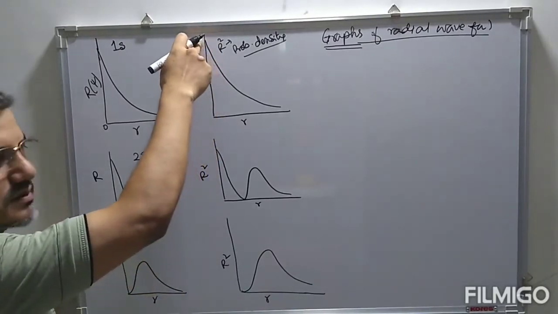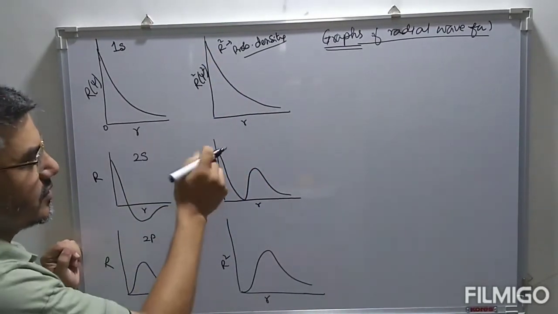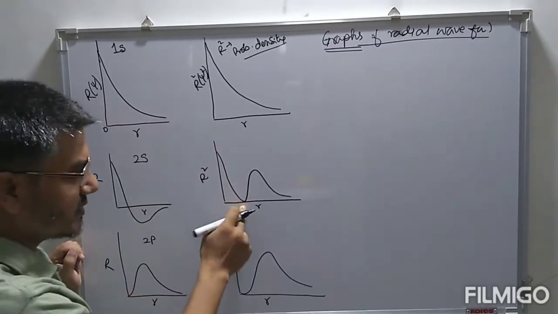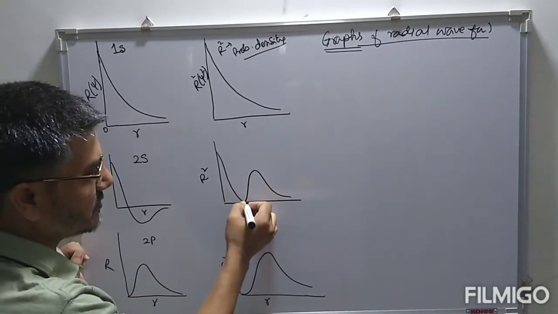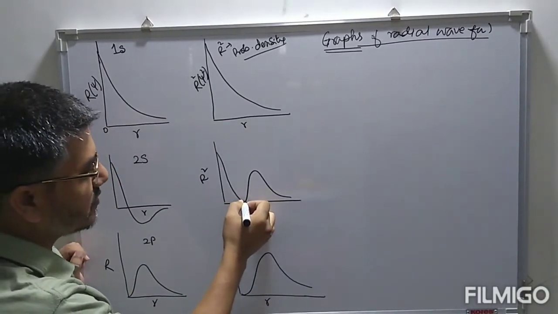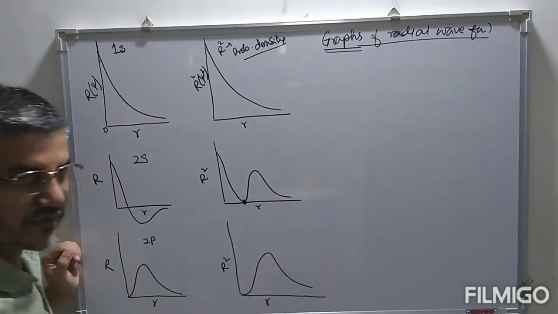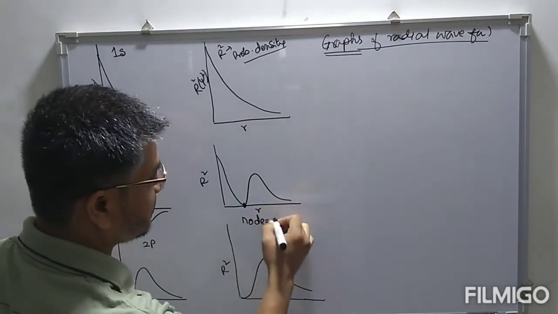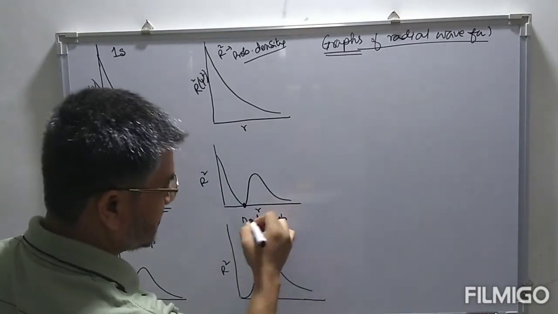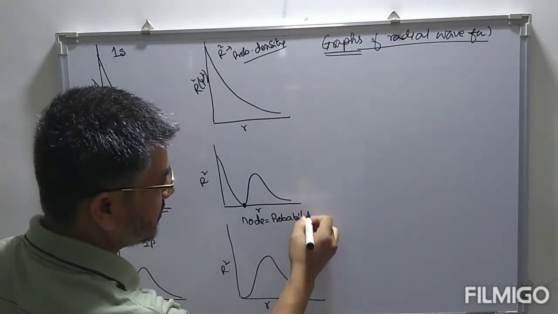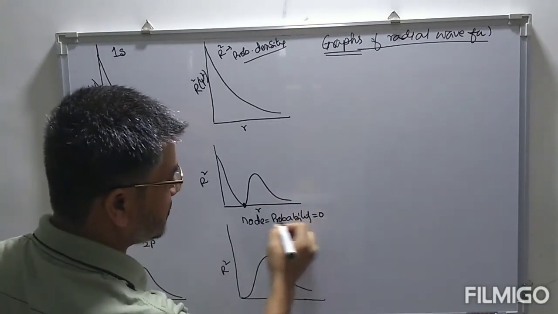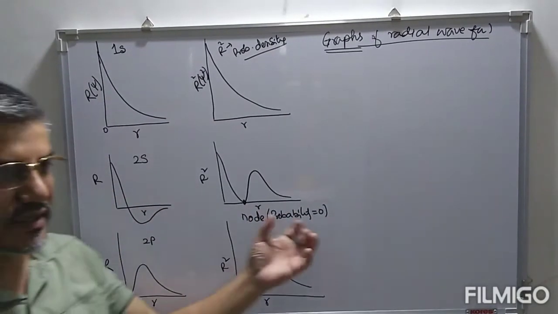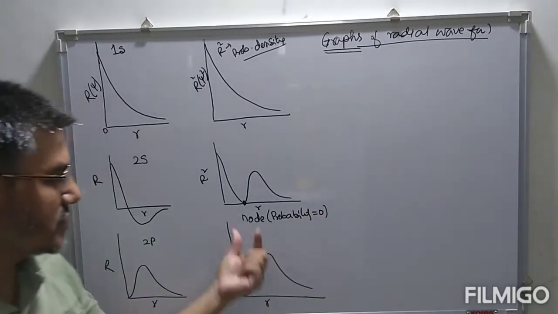Probability is maximum at the nucleus, then decreases. For this 2s, again, probability is maximum at the nucleus, then decreases. At this particular point, the probability of finding an electron is 0. This particular point, where the probability of finding an electron is 0, is known as a node. Node is the region where the probability of finding an electron is 0. Any particular point in an atom where the probability of finding an electron is 0 is known as a node.